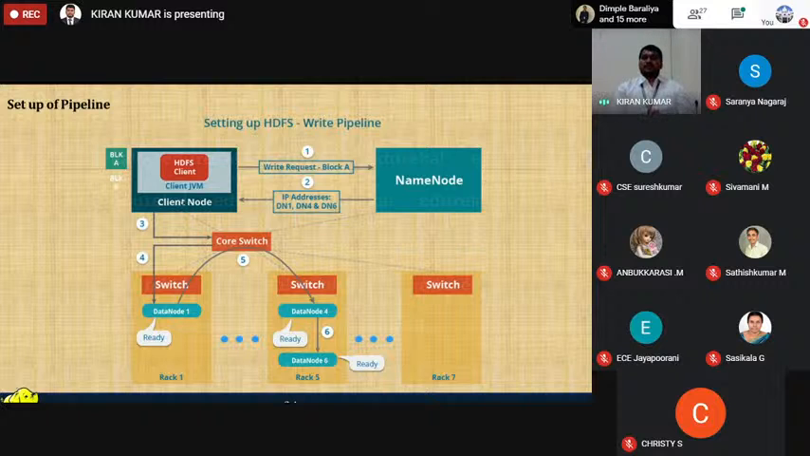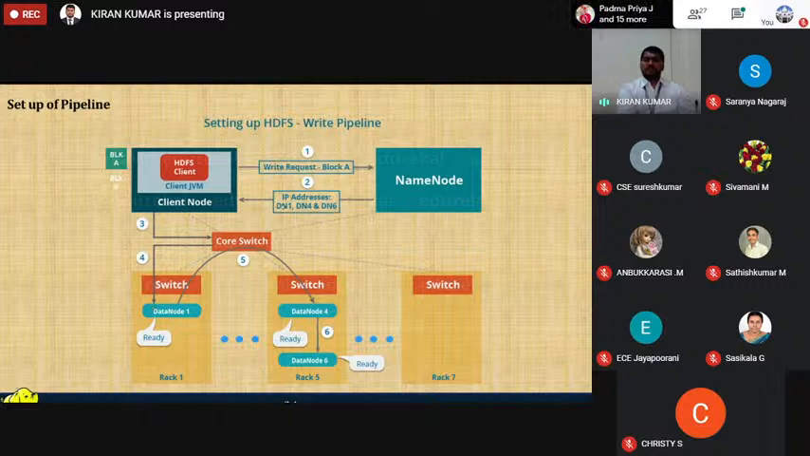Now the client and the Hadoop framework will set up the pipeline. So let us see how the pipeline will be fixed. Step number 3, the client will go to the core switch. The client should go to data node number 1. The client will go to the core switch. From the core switch, it will go to the rack switch. From the rack switch, it fixes the path to data node number 1. The path is fixed for data node number 1.